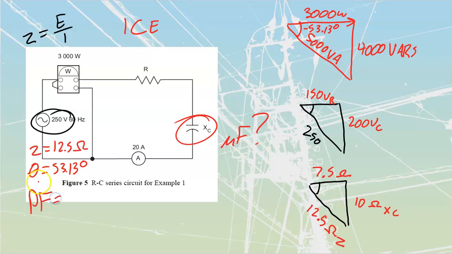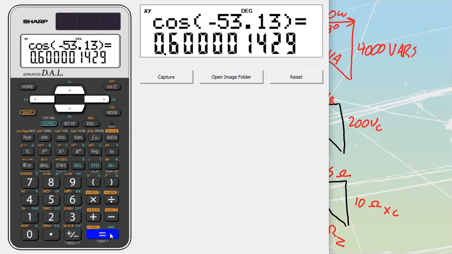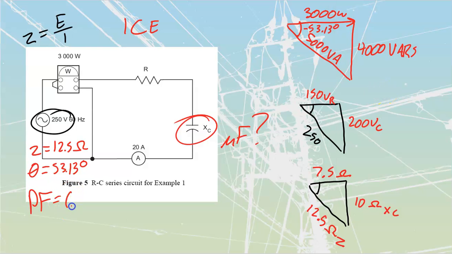Let's start with the power factor, knock that one off the list. Power factor is simply going to be the cosine of our angle. So we will take the cosine of negative 53.13, which gets me to a power factor of 60%. It's going to be 60% leading power factor. Lovely. Then this one over here, we need to find our actual capacitance itself.